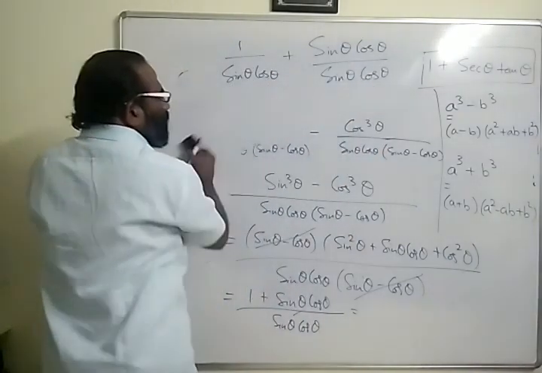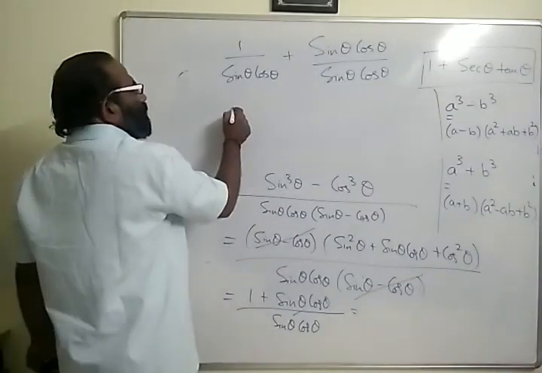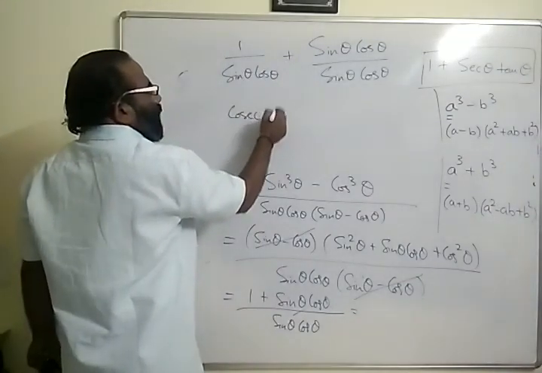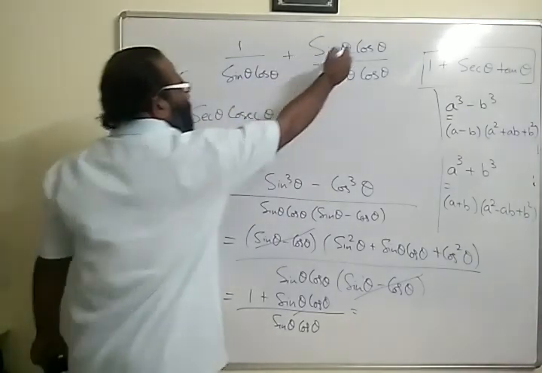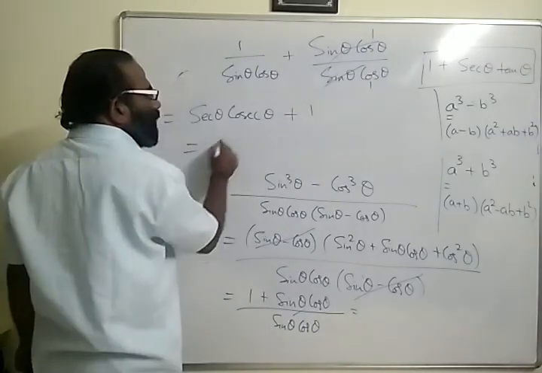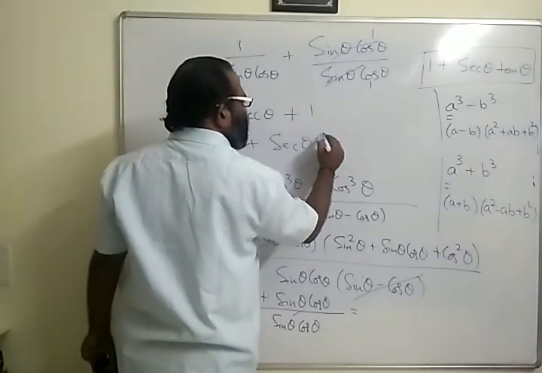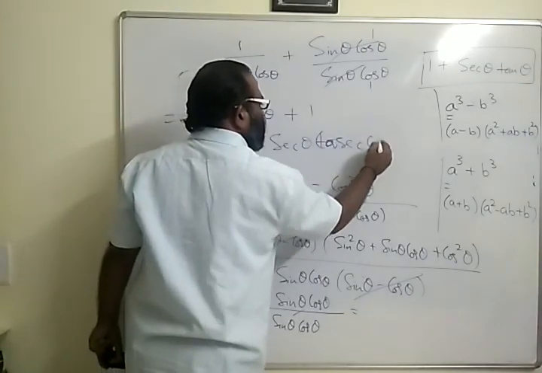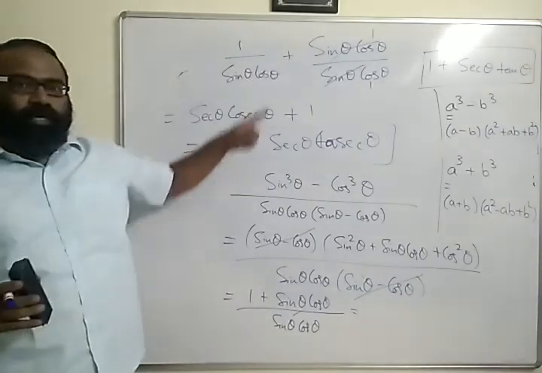So 1 by sin theta cos theta can be written as 1 by sin theta is cosecant theta and 1 by cos is secant theta. So secant theta cosecant theta plus this both cancels, you get plus 1, or I can write it as 1 plus secant theta cosecant theta. So we have the right hand side over here.